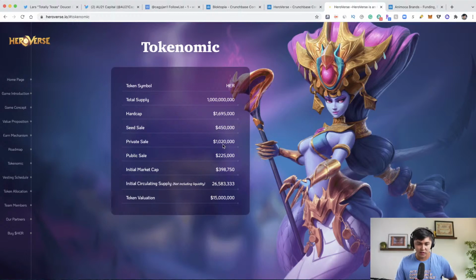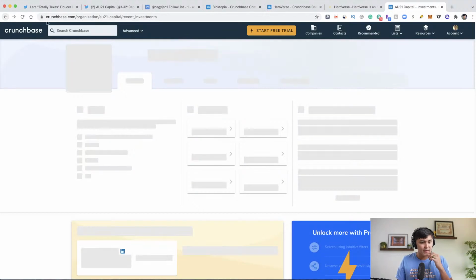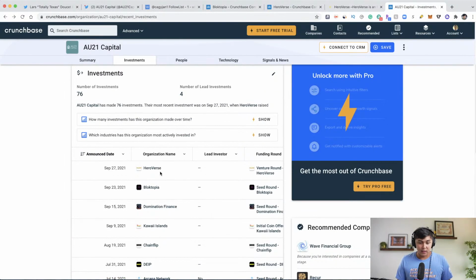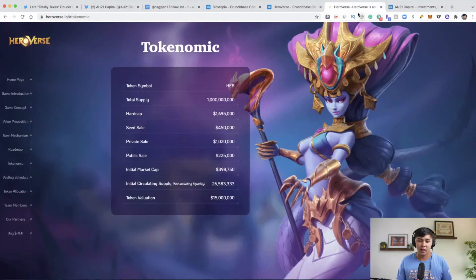Seed sale, 450,000. And how the seed sale or the private sale works is they get venture capitalists. For example, AU21, right? They'll get a specific amount of tokens for a price that's super cheap. So it says $450,000 they did for seed money, but they're probably getting, I don't know, like 10% of the total supply. That's a lot, but you know what I mean. I'm not saying that's what AU21 got, some people might be confused. I'm just using that as an example.